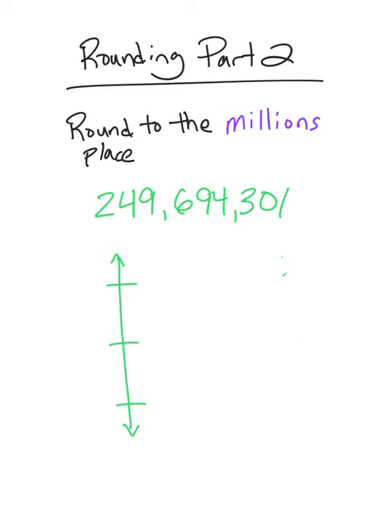Okay, for the next one, we are continuing to round to the millions place. The 9 is in the millions place. So for my low, I'm going to write the numbers over to the 9. So I'm going to write 249 million as my low. My high number would have to be 1 million more than that because we're counting by millions. So that would be 250 million.